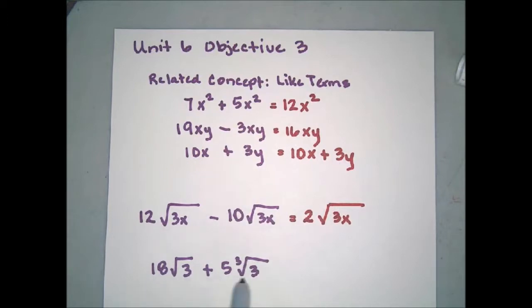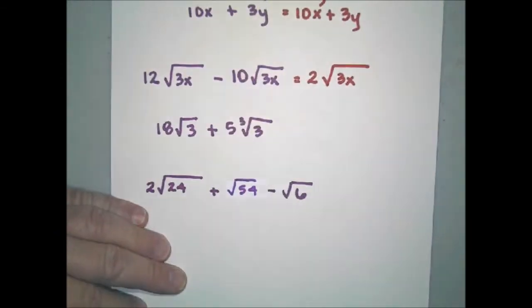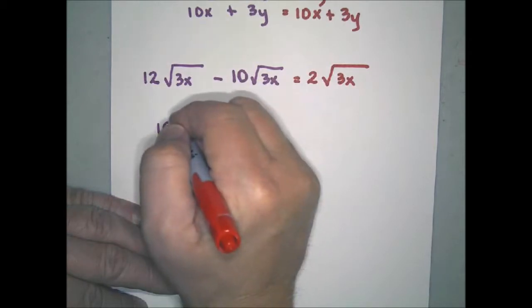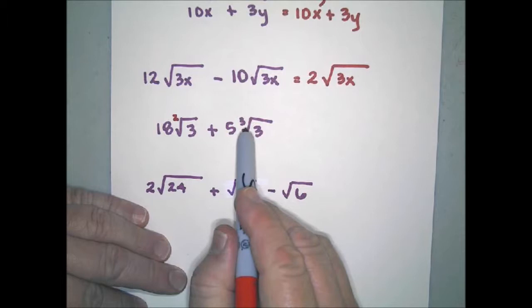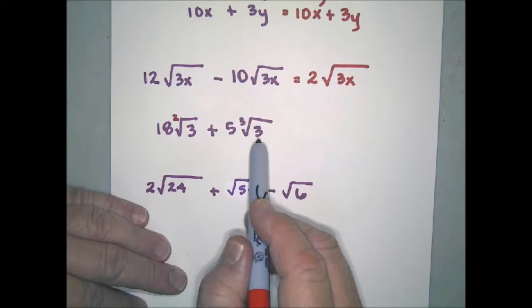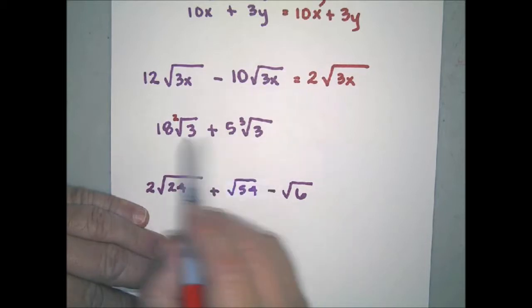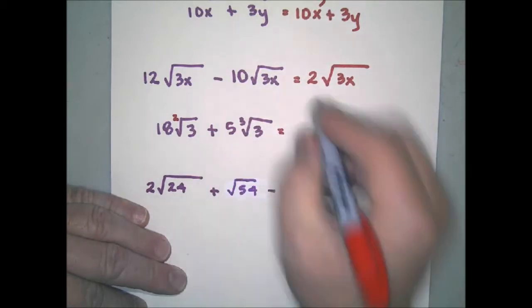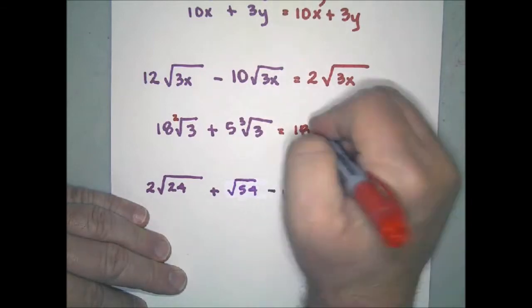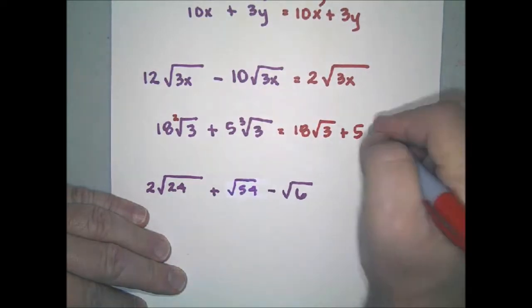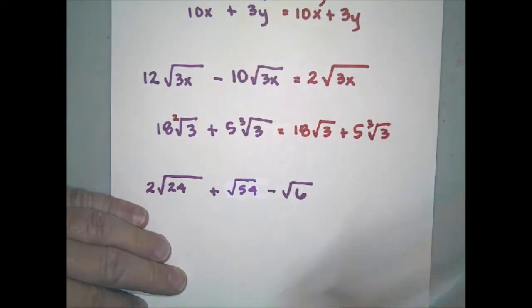Now, this one, it looks like it might be able to be done, the very next one, but it can't. There's one thing that's keeping it from being done. This is a square root 3. Remember the invisible index of 2 right there? And this is a cube root of 3. So this is like the two terms, the 10x plus the 3y, that couldn't be added together. These cannot be added together either. So you can't simplify this down anymore. You would get as your answer 18 square root 3 plus 5 cube root 3.